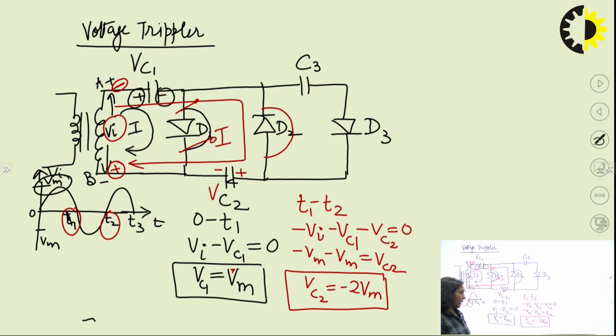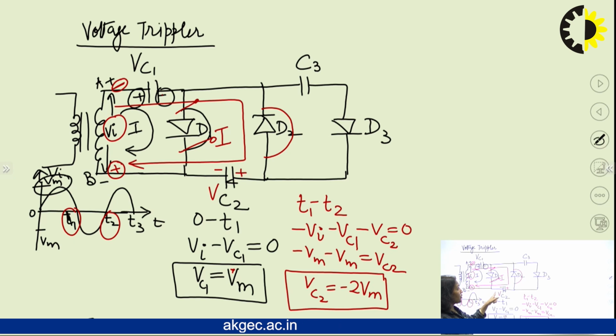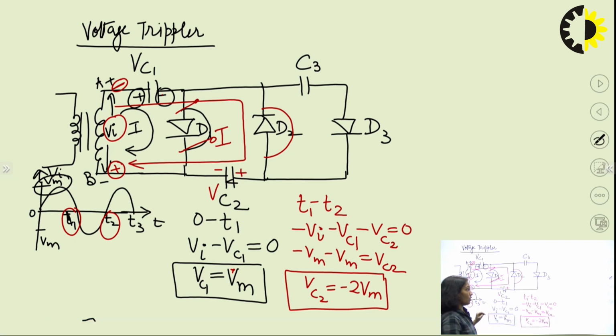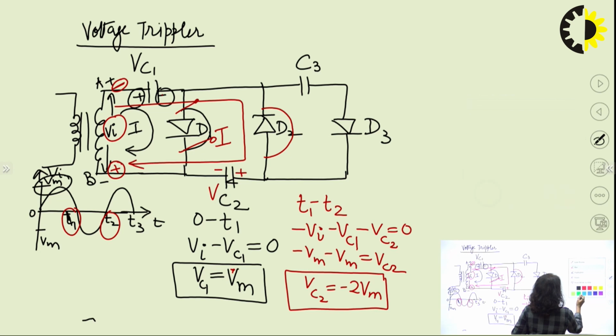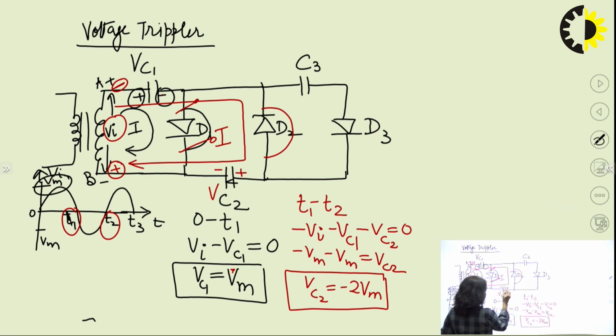So, here we can see that in case of Vc2, we get the negative sign. This negative sign signifies that whatever direction of the current has been taken by us is reverse. So we have to change the sign across this capacitor. So let us change the sign across this capacitor. So instead of taking it as plus and minus, it has to be minus and plus, and the value will be 2Vm. Now coming to the next half cycle, that is T2 to T3.